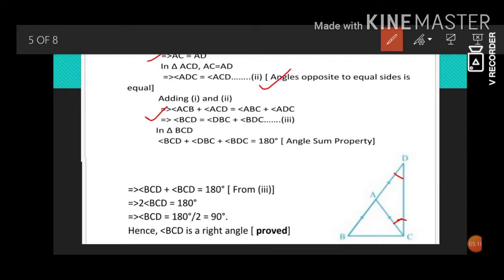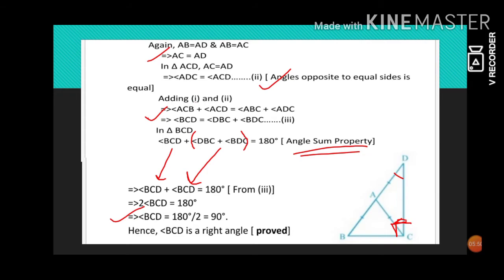Now in triangle BDC, the full big triangle, all three angles add up to 180 degrees by the angle sum property. BCD remains BCD, but the part in the bracket together gives us another BCD from relation 3. So we get 2 BCD equals 180 degrees, so 1 BCD equals 90 degrees. So the angle at C becomes 90 degrees. This is how question number 3 is solved.